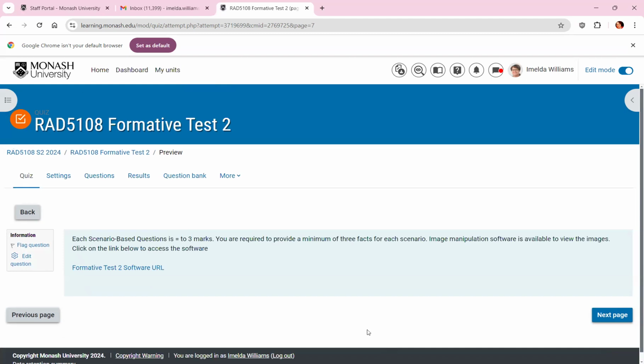So going on to the scenario-based questions. For the scenario-based questions, each of those is equal to 3 marks. So you need to write at least 3 facts, even if the case is normal. So if it's a normal case, you could refer to the fact that there are no bone fractures, that there is no malalignment around joints or any signs of soft tissue abnormality. And for these cases, there will, of course, be the image manipulation software within the formative test, and the URL is included in the test as well.